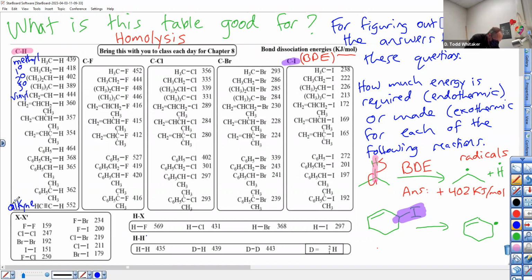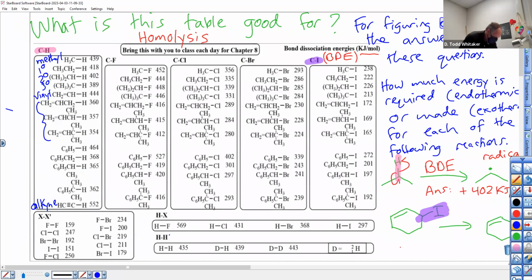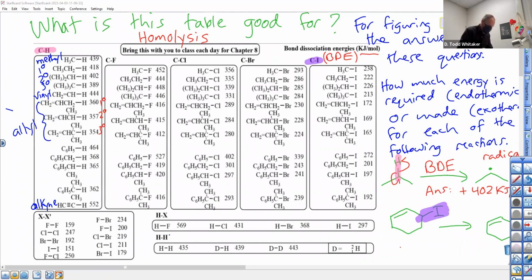I want to point out that these three are all called allyl. I'm going to move this over just a hair. Allyl. What's the distinction? Primary is the first one. Secondary is the next one. Tertiary is the next one. Which of the allyls is easiest to break?